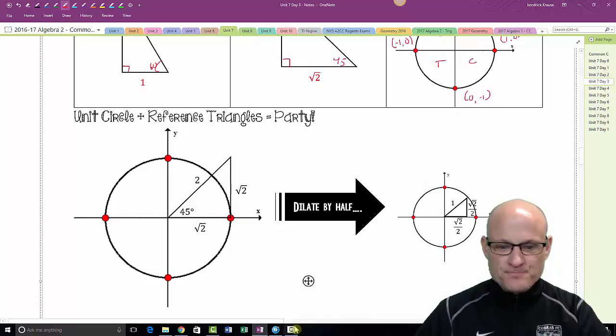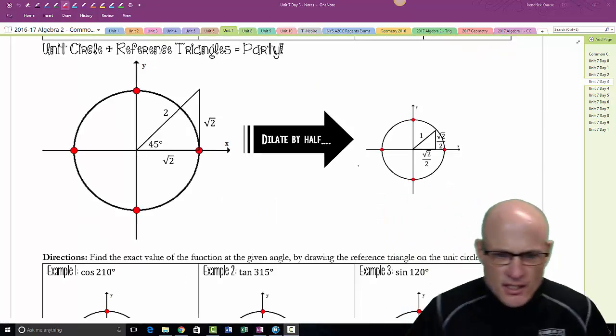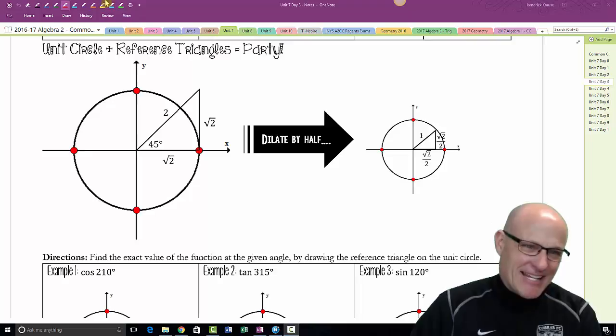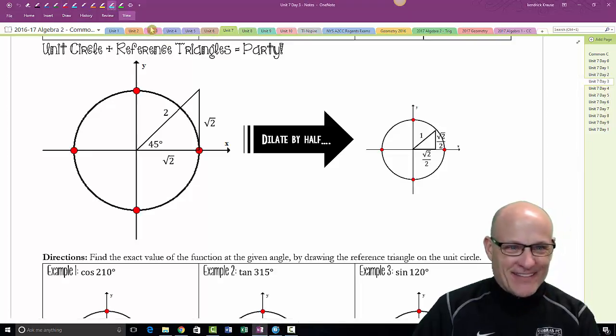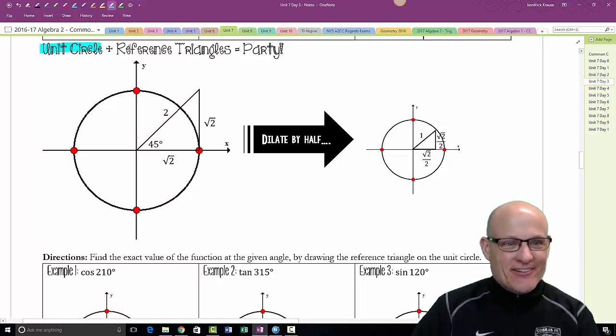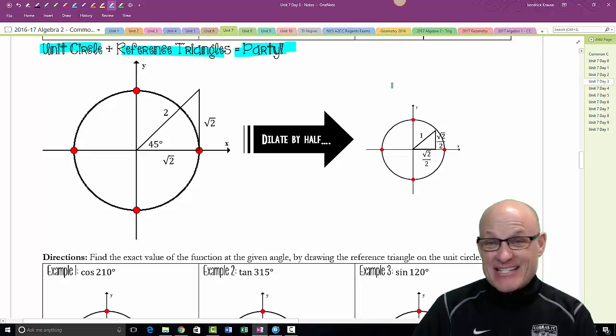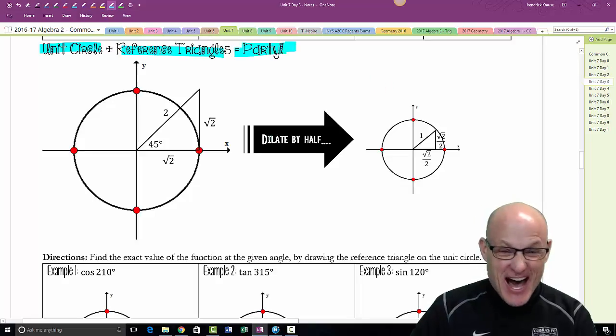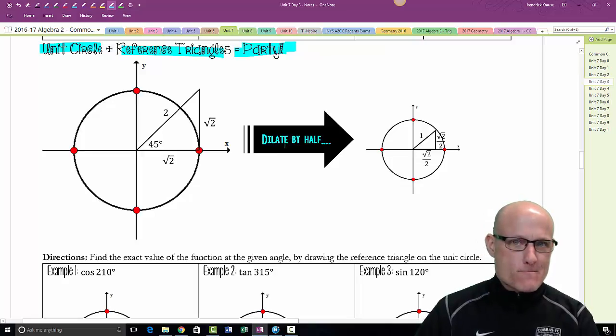All right, let me pause. So it's party time. Oh yeah, baby. It's reference triangle and unit circle. Party time. What? We're partying in math? Not really.